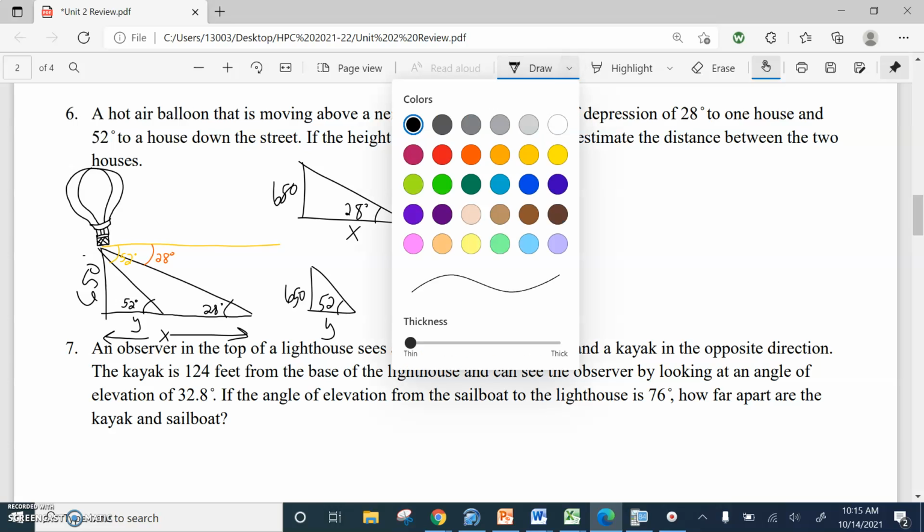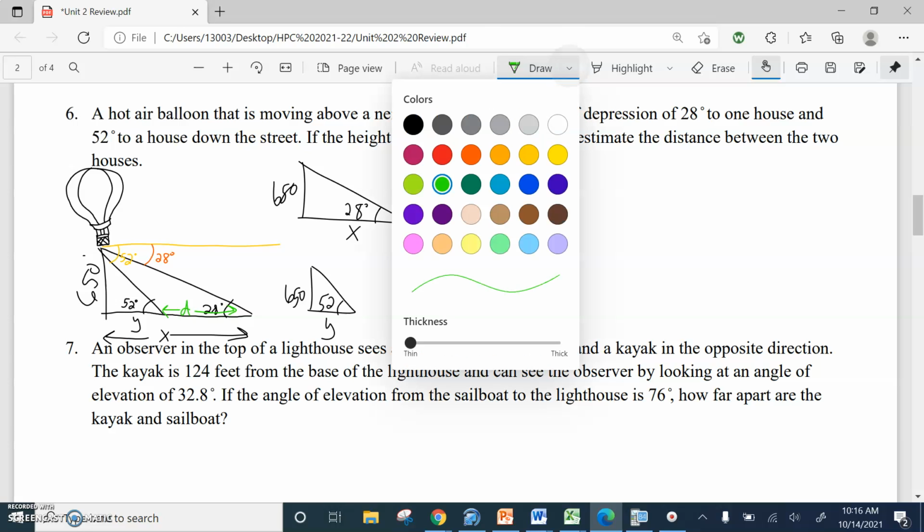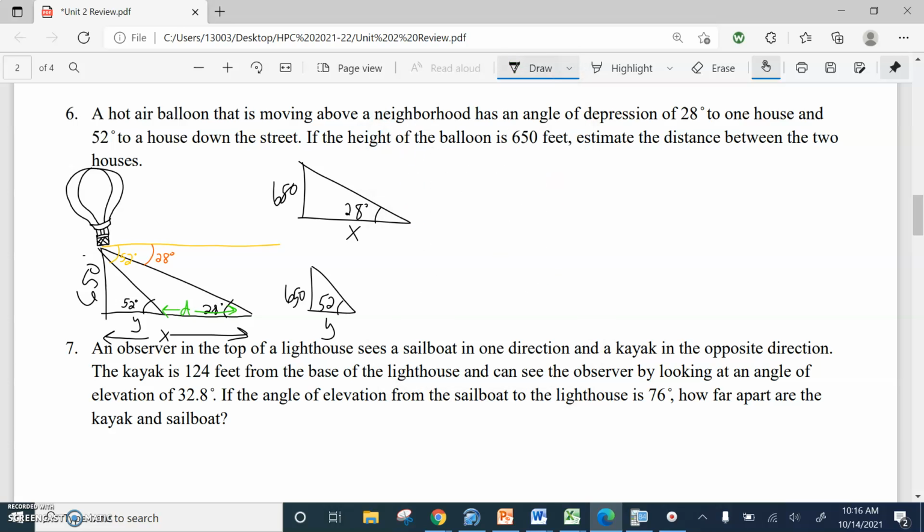What we're really being asked for, I'll put it in green, we're going to call that D. D is that distance simply from one house to another. In order to get that answer, we need to find the distances of x and y, and then we take the distance y and subtract it from that larger distance x, and we get our final answer. So in question 6, we have the opposite 650 and the adjacent side x, or 650 and y, and we know that would be the tangent ratios that we're dealing with.